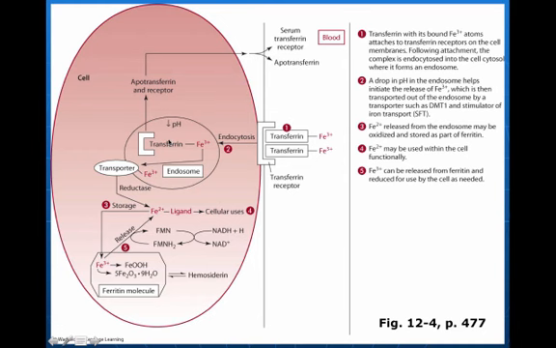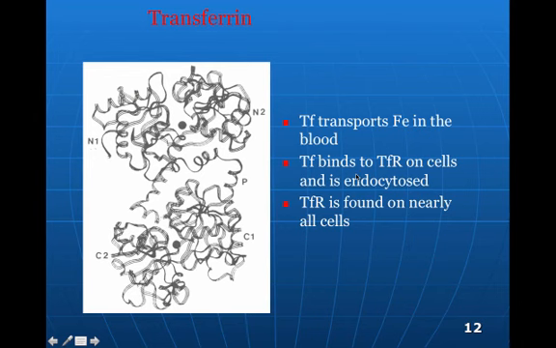And this is the main iron transporter in the blood. Transferrin binds to transferrin receptors on cells and is then endocytosed. Transferrin receptors are found on nearly all cells. Those receptors are regulated based on the iron status of a cell. Transferrin is synthesized in the liver, travels through the blood, picks up iron when it's oxidized, and if a cell has low iron, that cell can make more transferrin receptors. If a cell has high iron already, that cell will make fewer transferrin receptors, so it won't absorb it into the cell.